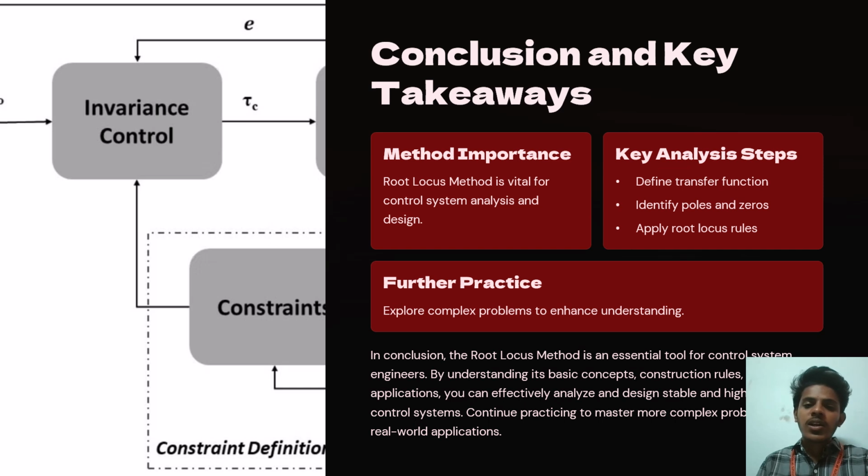Let me give the conclusion and key takeaways. Method importance: root locus method is vital for control system analysis and design. Key analysis steps: define the transfer function, identify poles and zeros, apply root locus rules. In conclusion, the root locus method is an essential tool for control system engineers. By understanding its basic concepts, construction rules, and applications, we can effectively analyze and design stable, high-performance control systems.